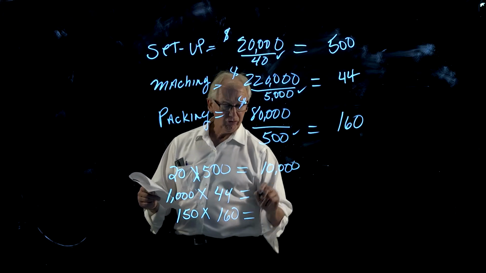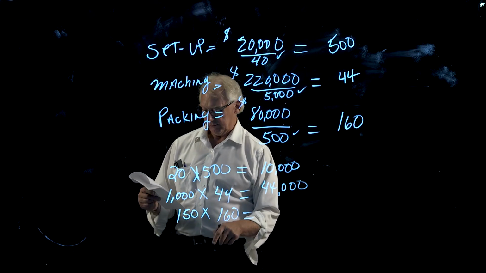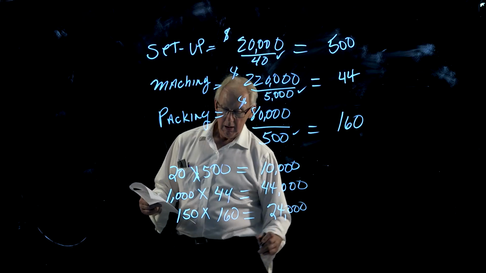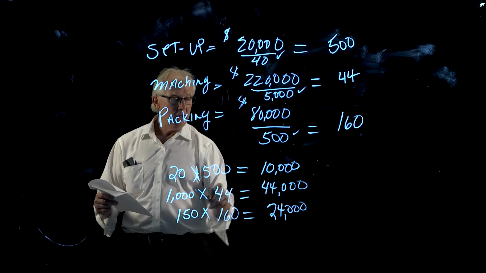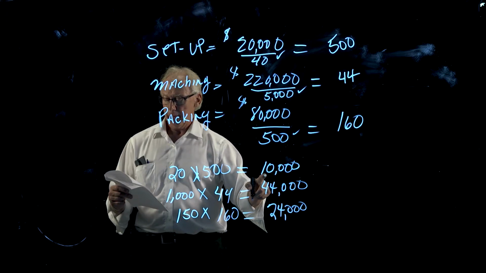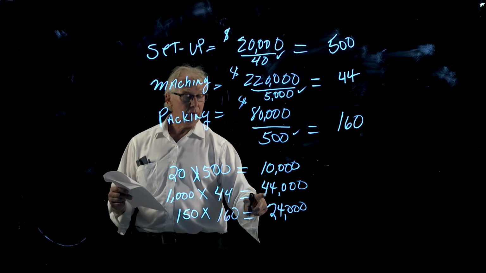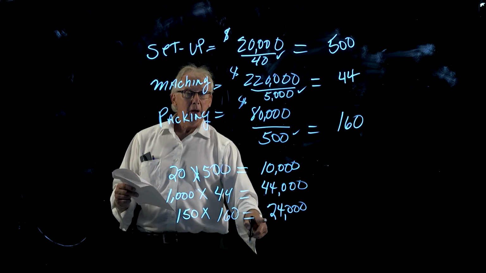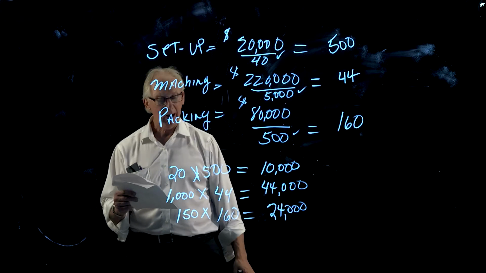1,000 times 44 should be 44,000. And 150 times 160 should be 24,000. Okay, so for the three different activities, setup, machinery, and packing, you have 10,000 total overhead allocated to product A1 for setup, 44,000 in machinery overhead allocated to A1, and 24,000 of packing activity allocated to product A1.